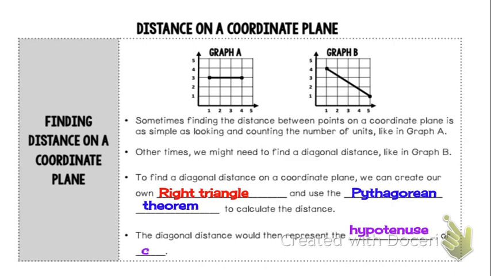Okay, so once again, we're going to have 2 points. We're going to create a right triangle. We're going to use the Pythagorean theorem to calculate the distance, and that will always give us the hypotenuse. So in these notes, you're just going to be looking for the hypotenuse, or leg C.